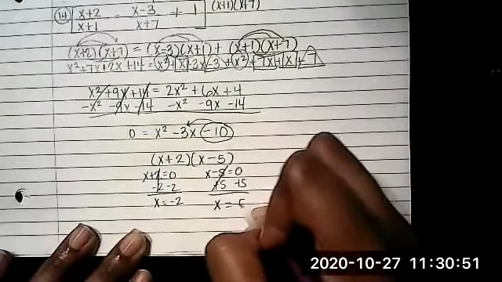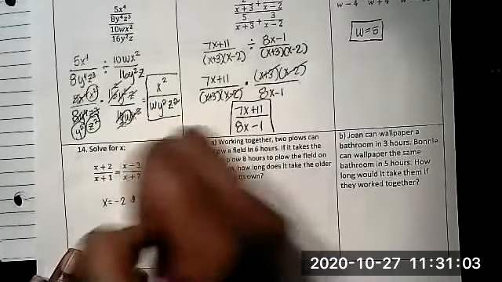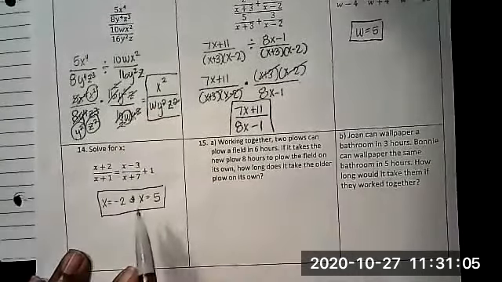X is going to be equal to -2. X is going to be equal to 5. So x is equal to -2 and x is equal to +5. That is my answer for number 14. Okay. Yes, a lot of work, I know, but well worth it. We got the answer that we needed.